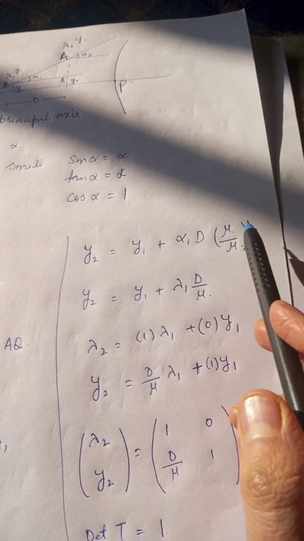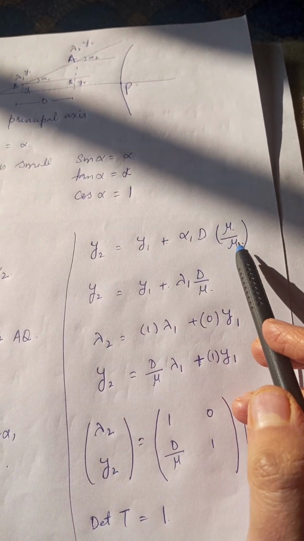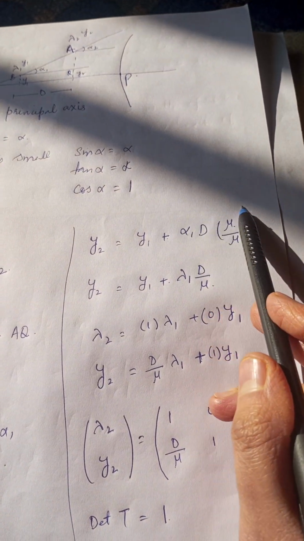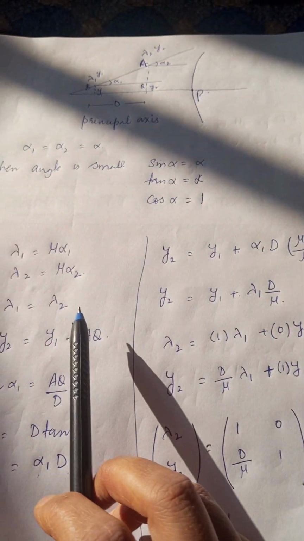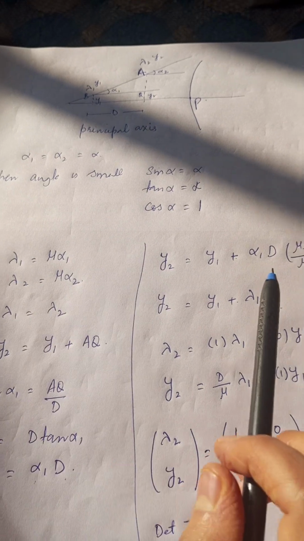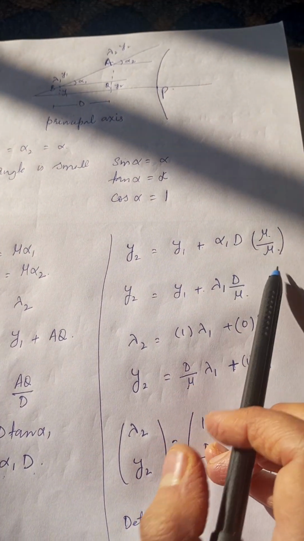Now at this point, I am multiplying and dividing by mu. Now what is this alpha 1 mu? This product of alpha 1 and mu, how much is it? Lambda 1. So I write lambda 1. Then it is D by mu.